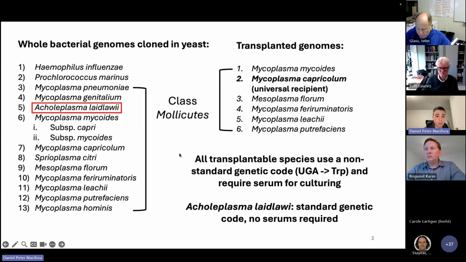This is part of our motivation for wanting to work with laidlawii. Acholeplasma is unique in that it is a mollicute species that uses a standard genetic code, and it has the potential to be much cheaper to grow because when we grow laidlawii, we don't have to add any kind of serum or any fatty acid supplementation.